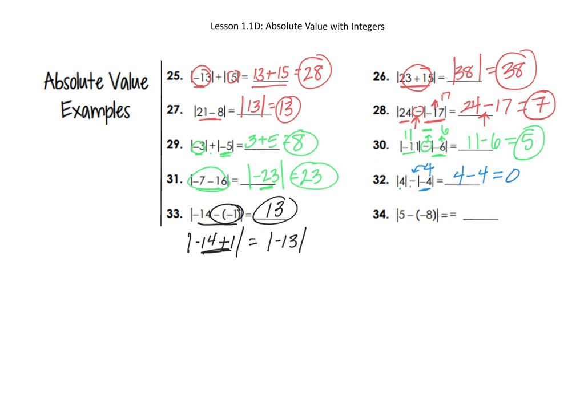And then one last problem, number 34. We have 5 minus negative 8. Remember, minusing a negative turns it into addition. So we're going to do 5 plus 8. So this is the absolute value of 13, which is also 13. So anyways, that's what it comes down to. Absolute value is the distance from 0 on a number line, which is why it seems to magically turn things positive. Not magic, just distance.